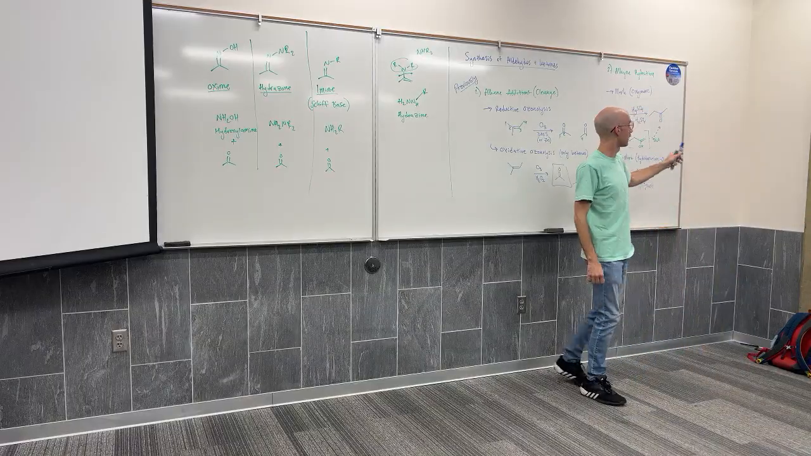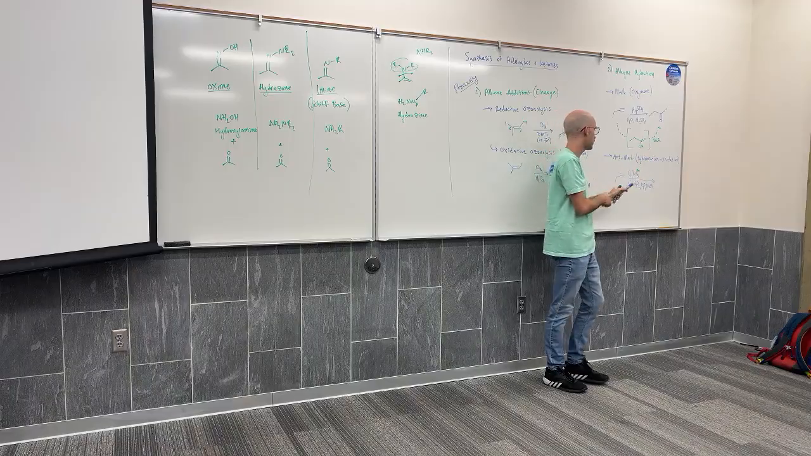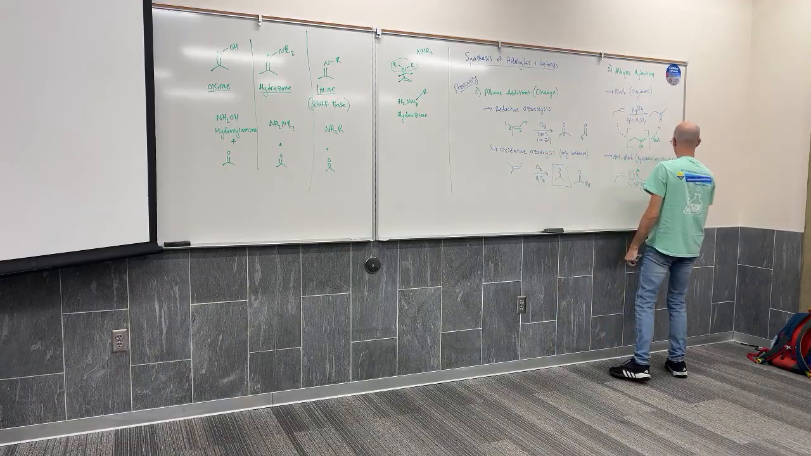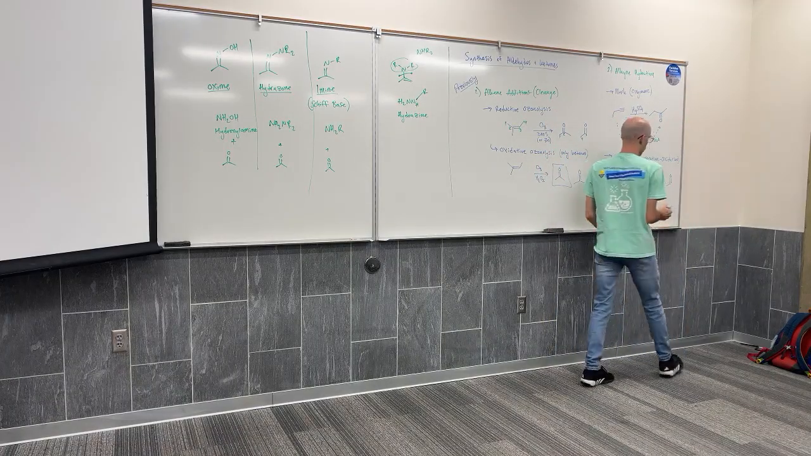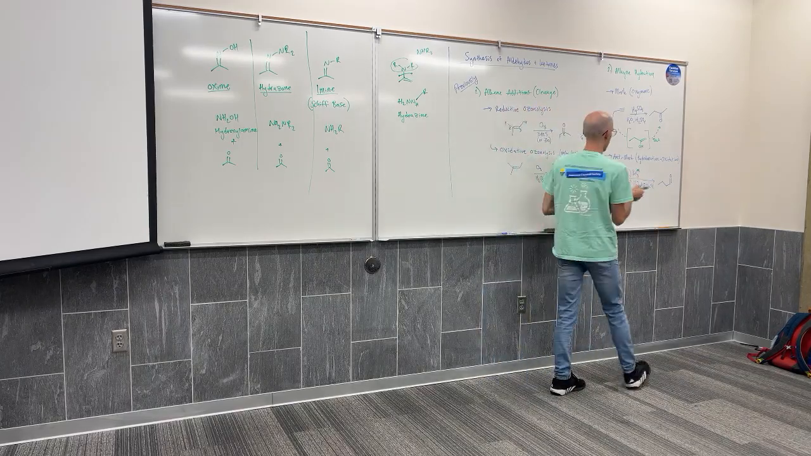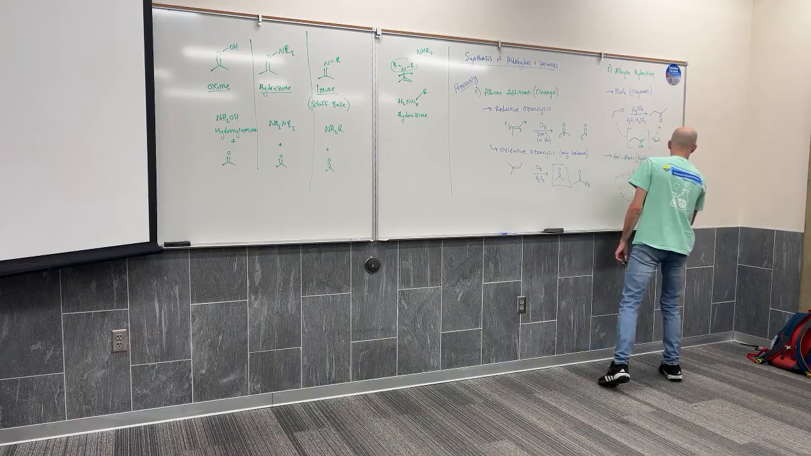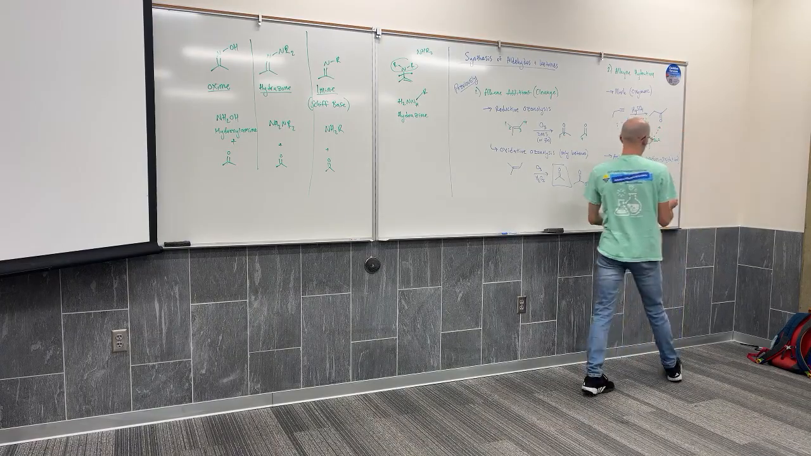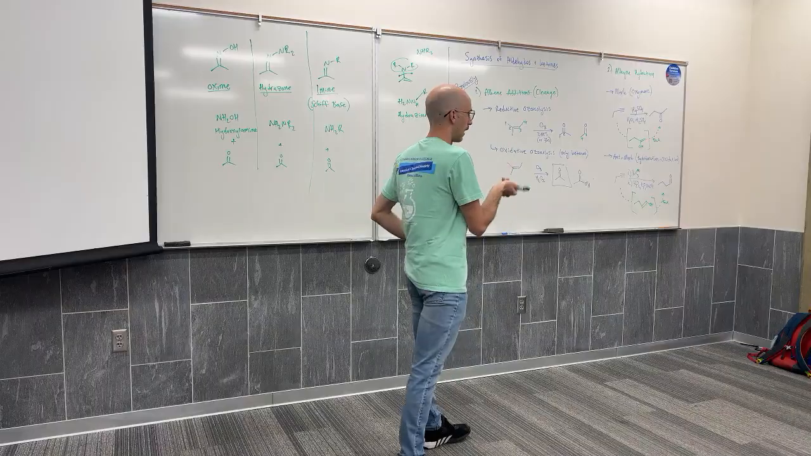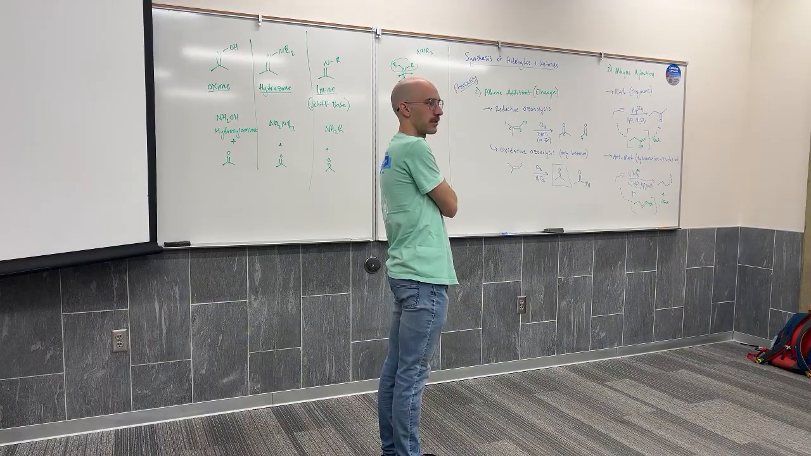So in this example, Markovnikov gave a ketone. Anti-Markovnikov will give an aldehyde. And don't be fooled, this also goes through an enol intermediate. The only difference here is that the enol intermediate, before it tautomerizes to the aldehyde, has the alcohol on the less substituted carbon.